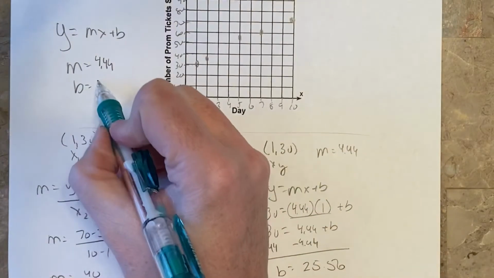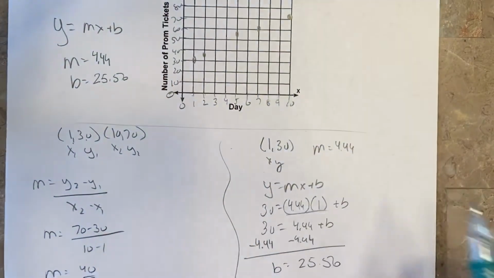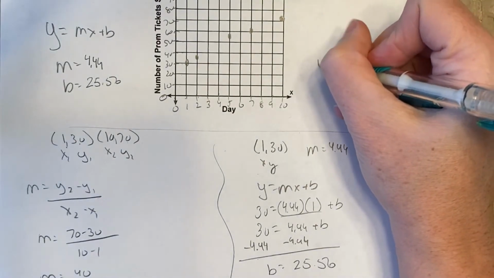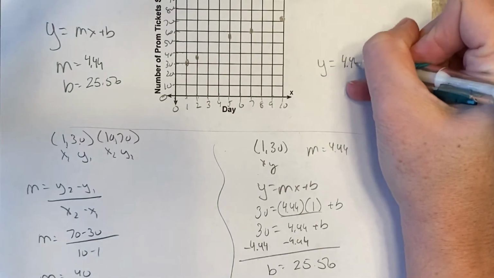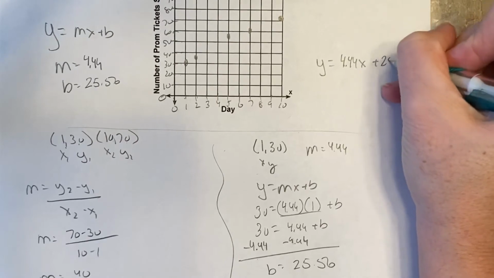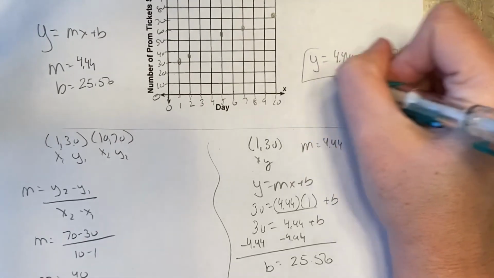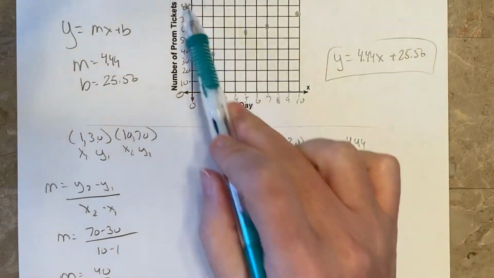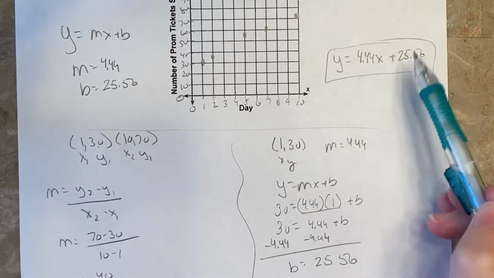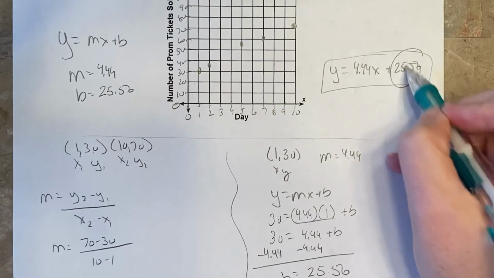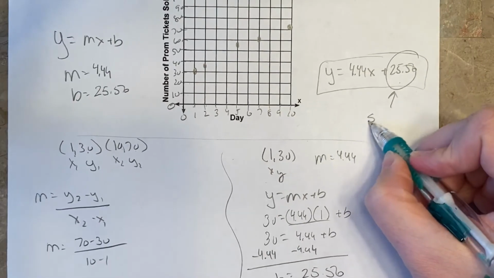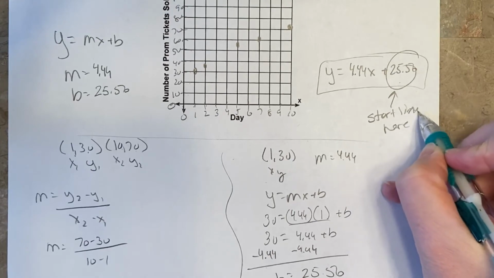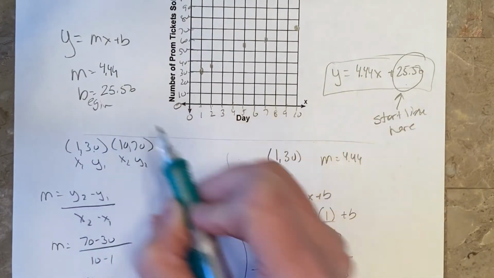Yes, okay. So we have our m and we have our b. So now we know that the equation is y equals 4.44x plus 25.56. Okay, so no changing any letters or anything like that this time because you have an x and a y. Okay, so we have the equation. Again, we have to have this equation because you have to know where to start your line. So start line here.